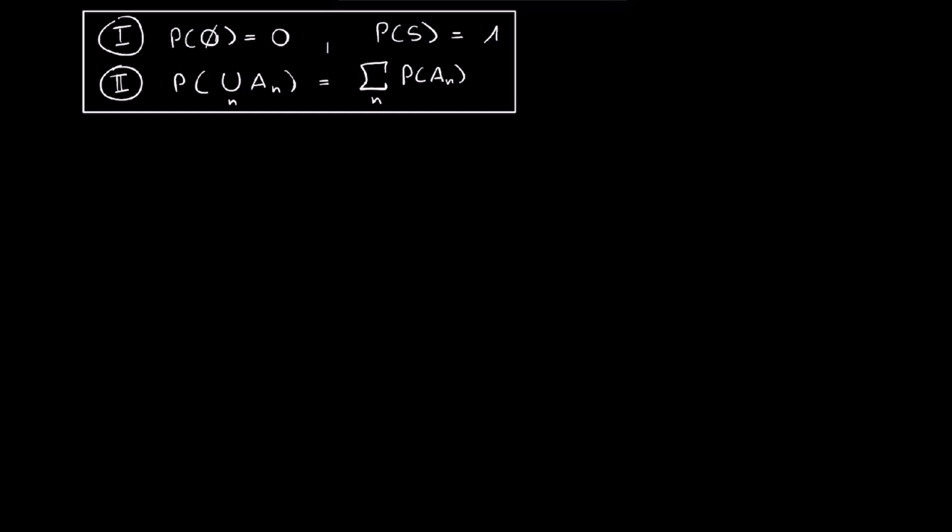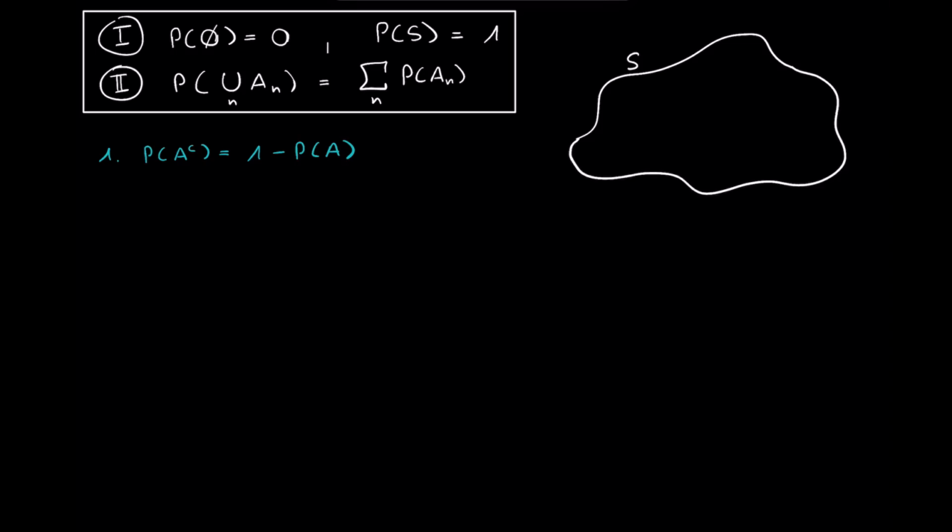Remember our two rules. The probability of the empty set is 0, and the probability of the sample space is 1. Also, the probability of disjoint sets can be computed from the sum. We will now prove a property that we have already seen in the naive case. The probability of the complement of a set can be computed from 1 minus the probability of the set.